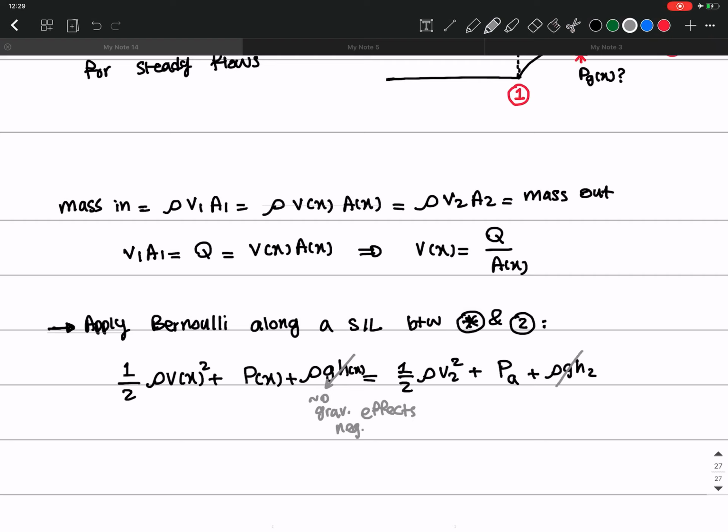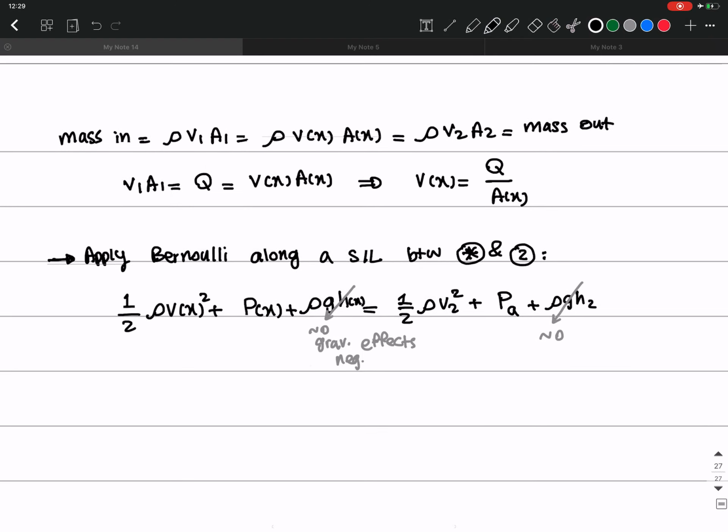The same thing for this one. This is going to be 0, almost 0. So what does this give me? This gives me the following formula. So what is gauge pressure? Let's first see. So what is PGX?